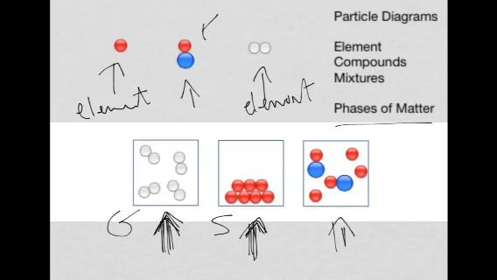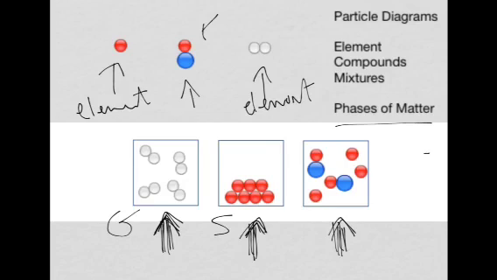And then here for my mixture, once again, it looks like a mixture of two different gases, right? One that's an element and one's a compound. Okay, so remember, gases have no definite shape, no definite volume. Solids have definite shape and definite volume. And I didn't have a box here for a liquid.